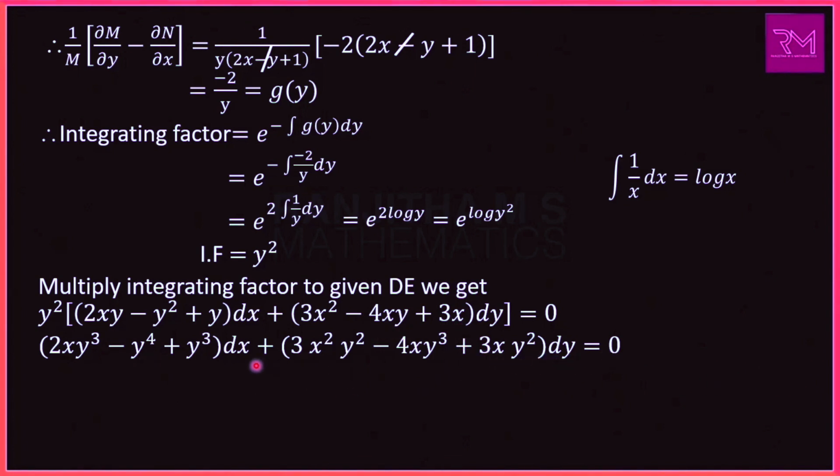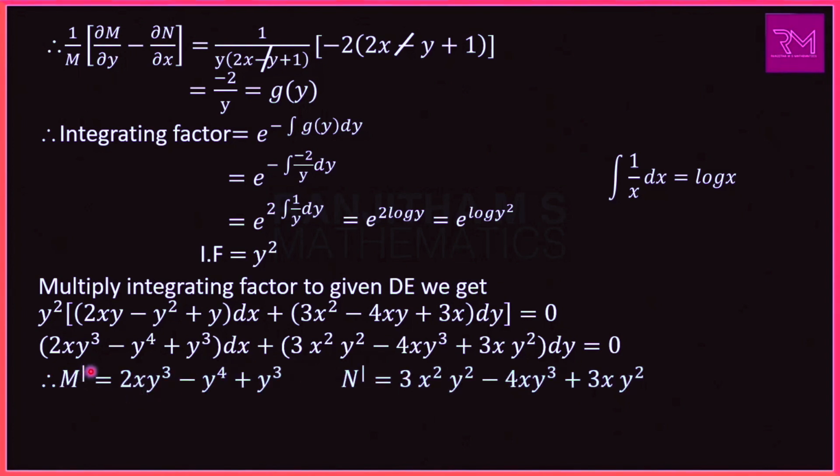Now, after multiplying this integrating factor with the given differential equation, we can easily find the exact differential equation, because the equation reduces to an exact differential equation. Verify that first. Here, this is of the form M dx plus N dy equal to 0. Therefore, M dash is 2xy cube minus y power 4 plus y cube. Similarly, N dash is 3x square y square minus 4xy cube plus 3xy square. So, after obtaining M dash and N dash, proceed as before for an exact differential equation.